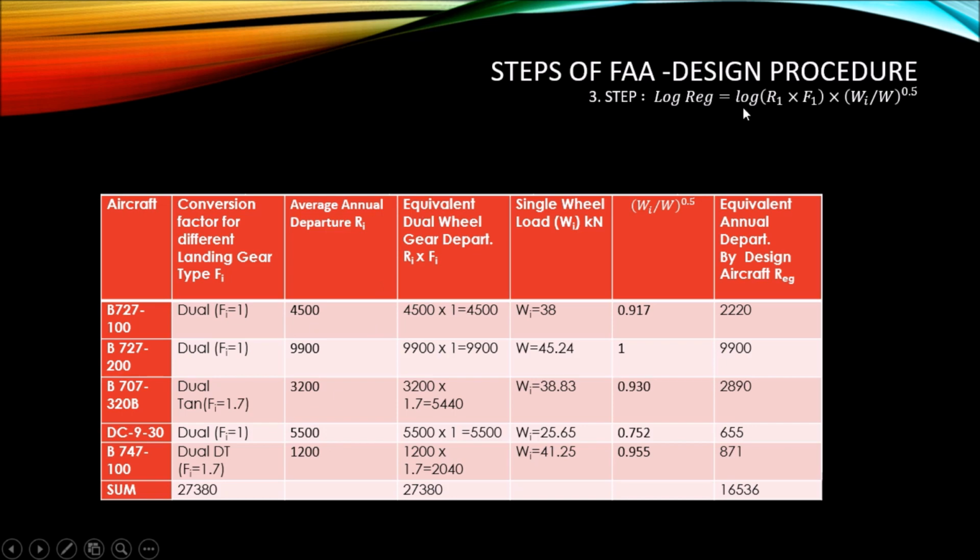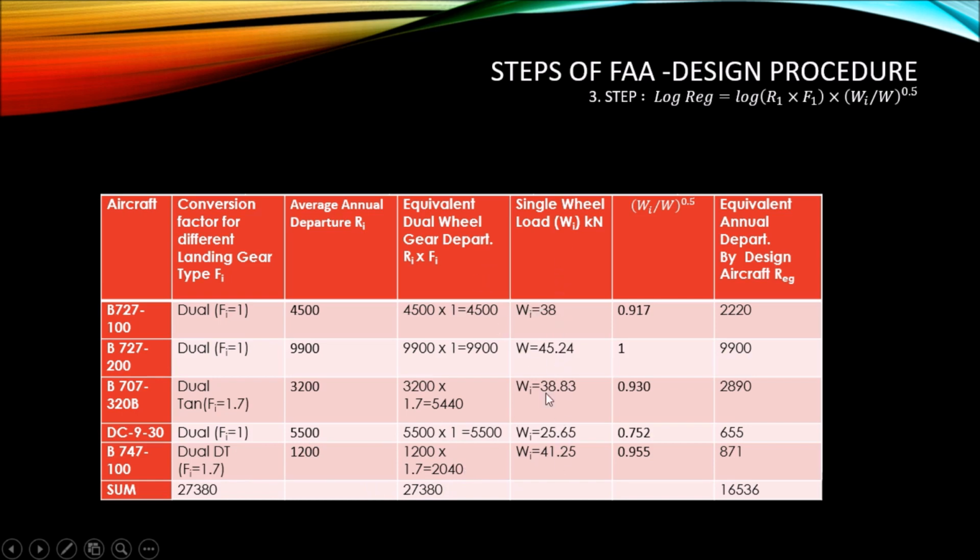Now, remember from this formula, we need to get the annual departure by the conversion factor. So that's what we have done here. Multiply this annual departure by conversion factor. You can see 4,500 by 1. We have this. 9,900 by 1. We have this. We have 3,200 by 1.7. You can see what we have here. Then we have 5,500 by 1. This is what we have. Then this one, 1,200 by 7. You can see what we have here. So this is the total of what we have, which is 27,380.